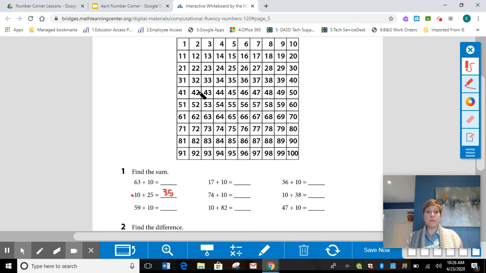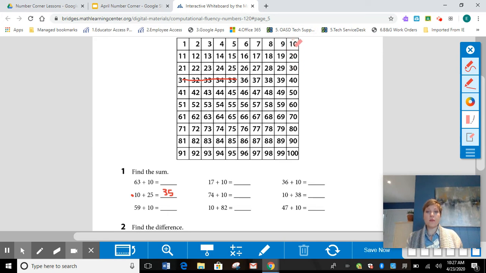Let me show you what I mean. If I would have started at 10 first, then I would need to take my jumps of 10. So I know 10, 20, 21, 22, 23, 24, 25. I still got to that same answer, but it took me a lot longer and I had to go through a lot more steps. This way, it could be easy for me to lose my place on the number grid.